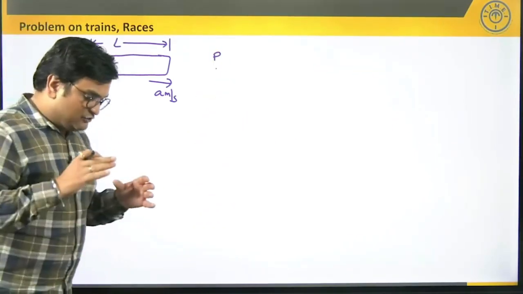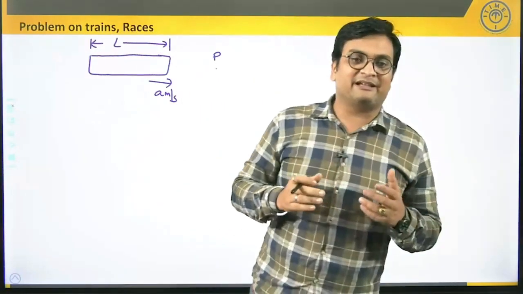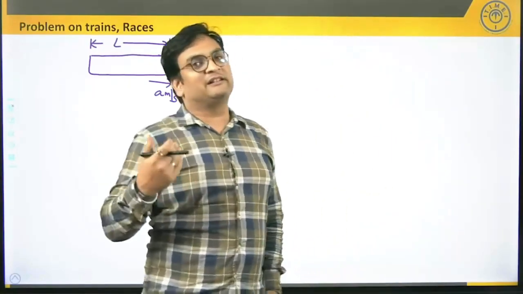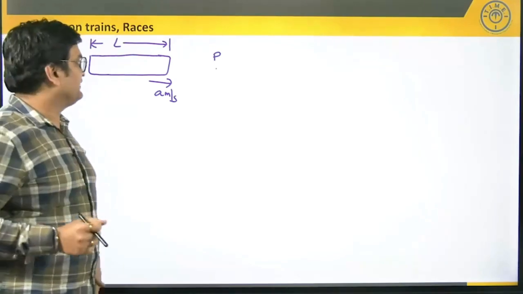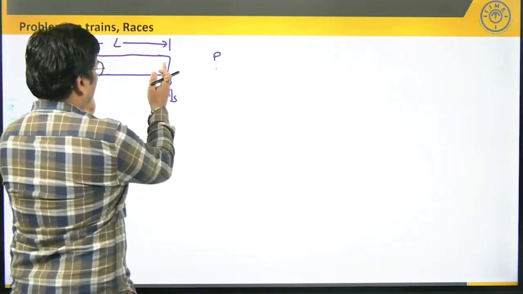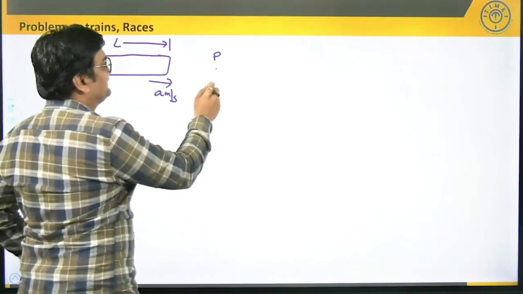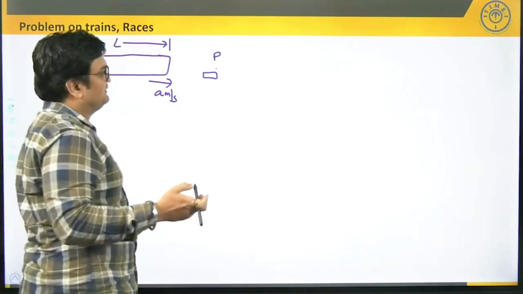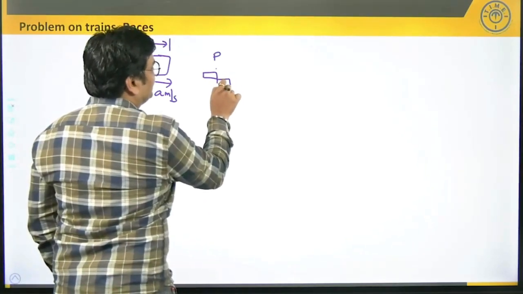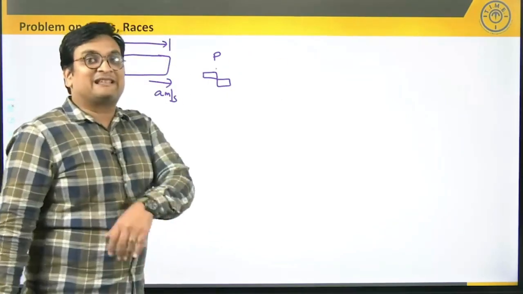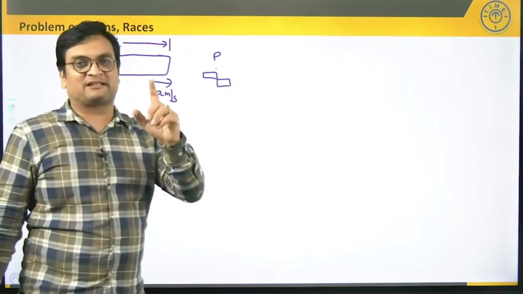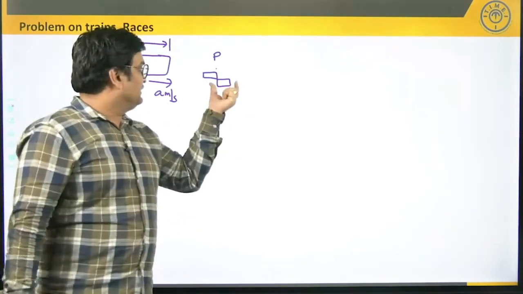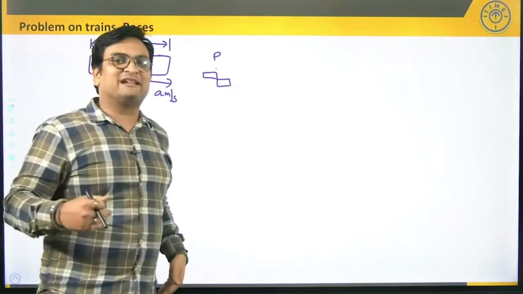Now the question that I have for you to think about is, when do we say that the train has crossed this person? When and how will the train cross this person? Please visualize it. The train is moving right. When the front end of the train starts crossing the person, we say the train has started crossing. It's only when the rear end of the train crosses the person do we say that the train has actually crossed the person.